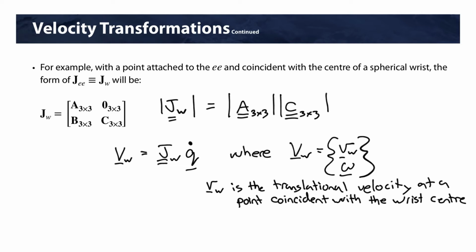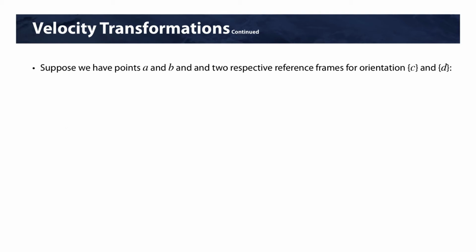Now, often we have the velocity of our end effector at, say, the tooltip that we want to move it at. So we need a way to convert our velocity at the tooltip to be the velocity at, say, the wrist center. To do this, we need a velocity transformation. So suppose we have points A and B, and two respective reference frames with orientation C and D.